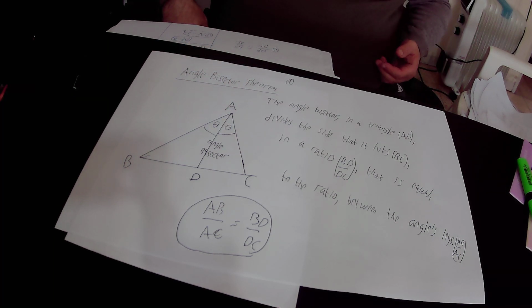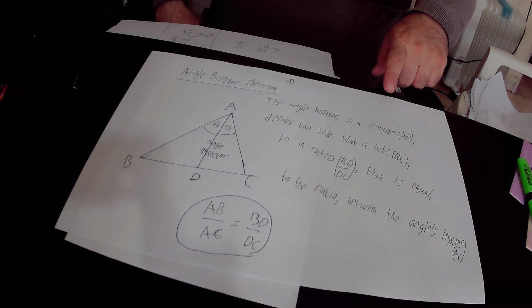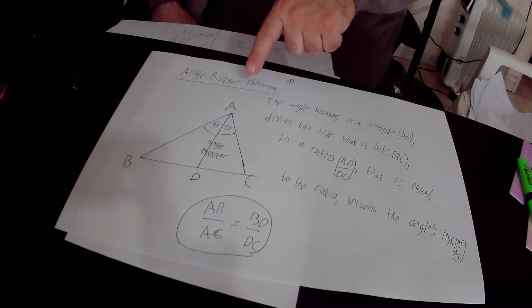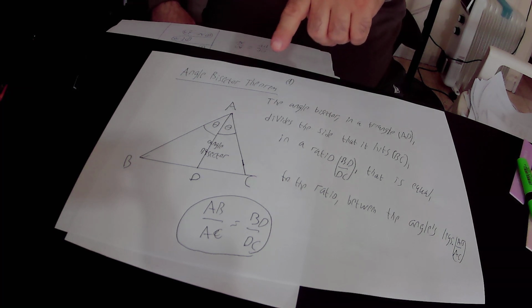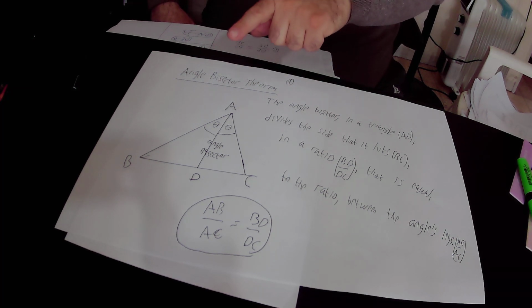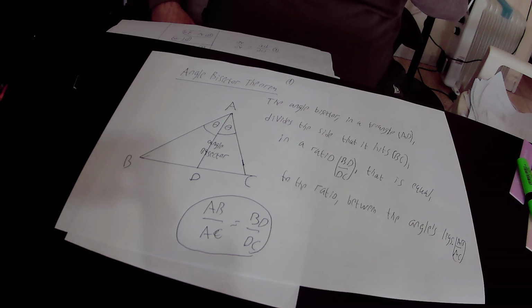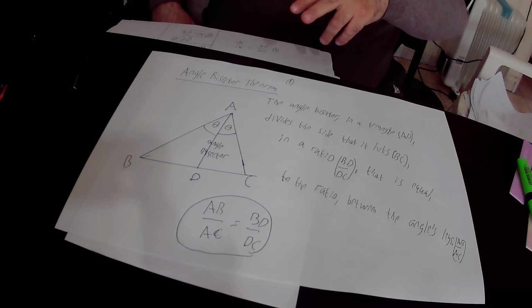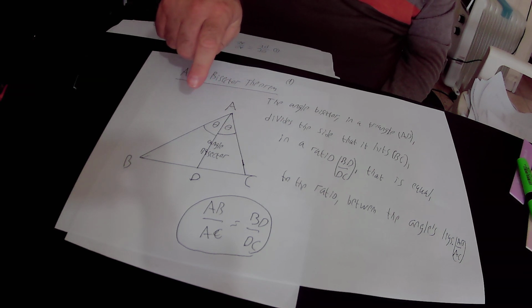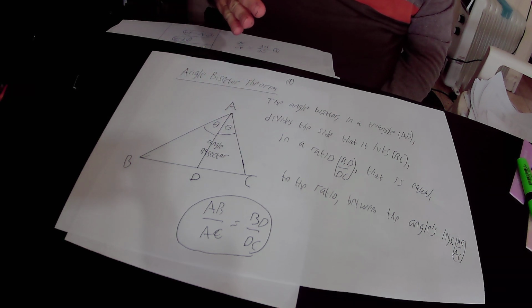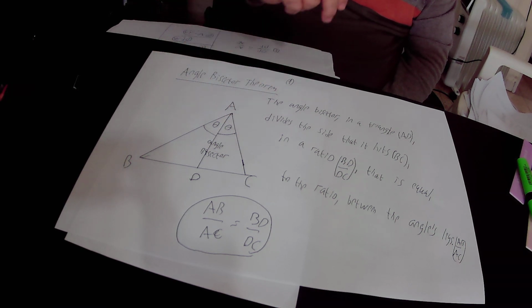And according to the angle bisector theorem, the angle bisector in a triangle, in this case AD, divides the side that it meets. Angle bisector AD meets side BC, so we are relating to side BC. The angle bisector AD divides the side that it meets in a ratio. It divides BC into two parts. The first part is BD, the second part is DC. And the ratio between those two parts is BD over DC.